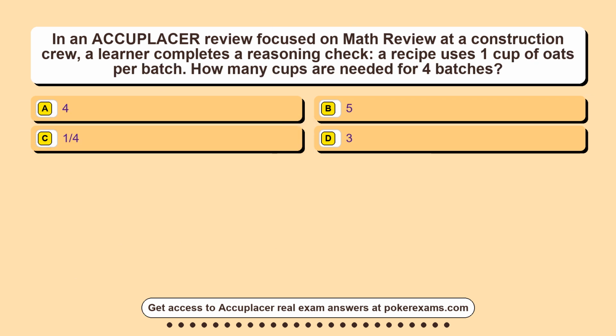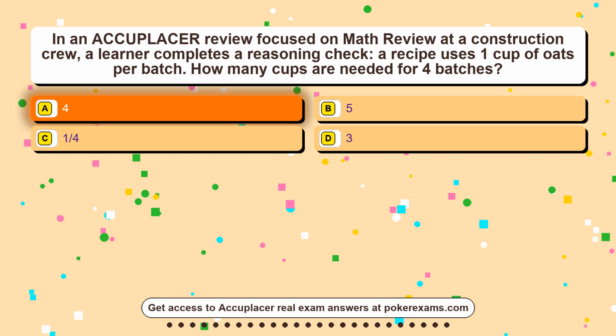Question 5. In an Accuplacer review focused on math review at a construction crew, a learner completes a reasoning check. A recipe uses 1 cup of oats per batch. How many cups are needed for 4 batches? Option A, 4. Option B, 5. Option C, 1/4. Option D, 3. The correct answer is option A, 4.